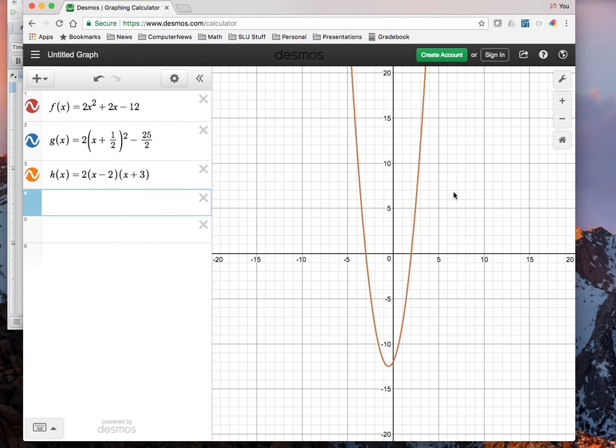If I zoom out, I have what I've referred to in class as the 4 special points of a parabola: 2 roots, the vertex, and the y-intercept. The y-intercept is given by the standard form. The 2 roots are the negatives of the numbers given in the factored form. And the vertex is the negative h and k given in the vertex form.